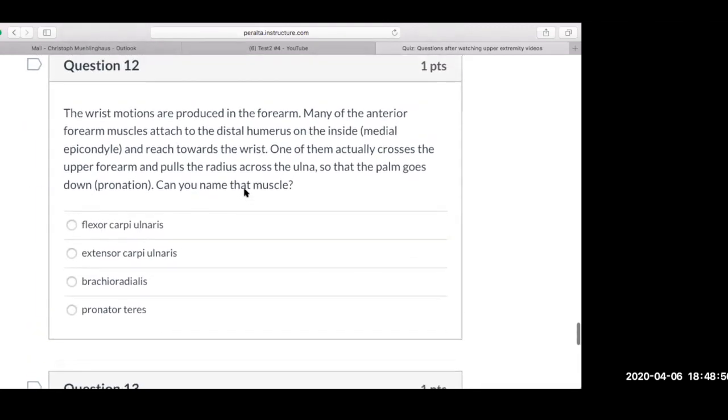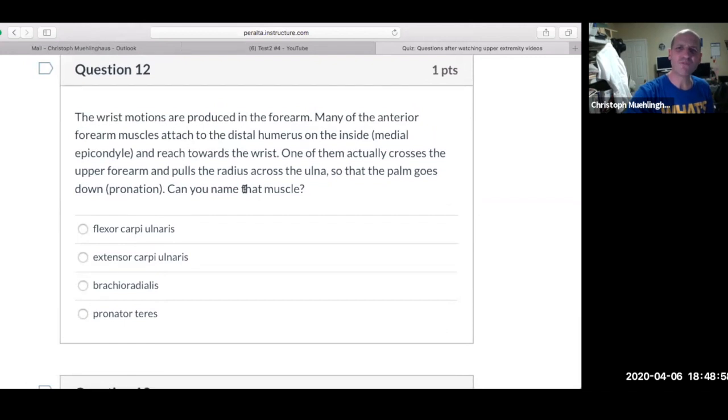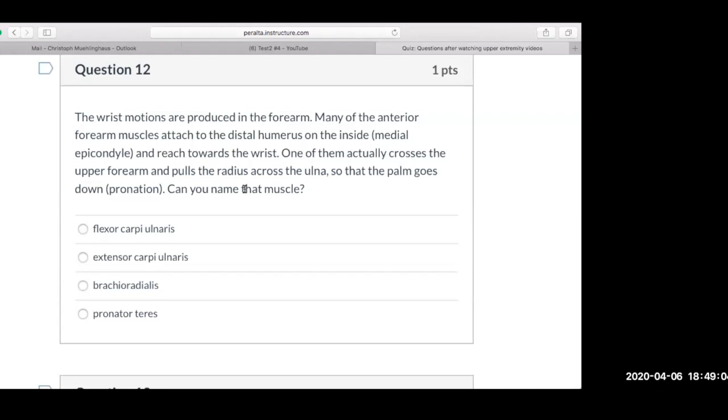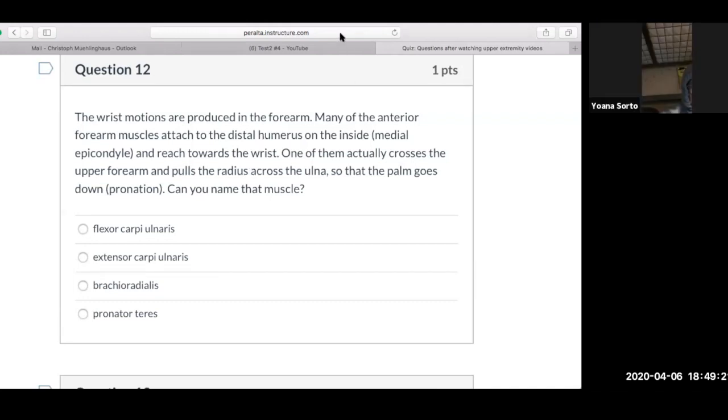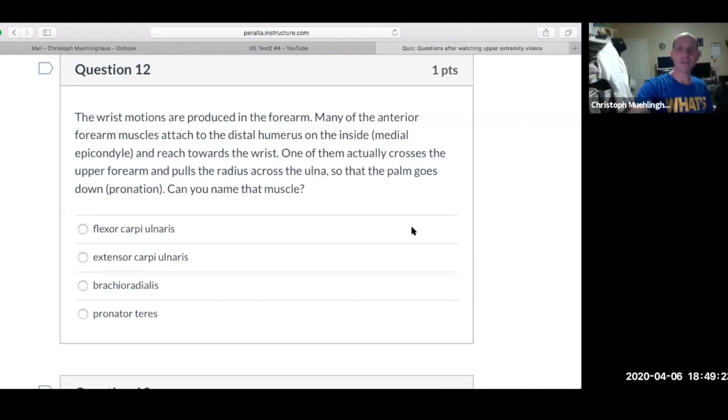And let's see, what else we got here? The wrist motions are produced in the forearm. Many of the anterior forearm muscles attach to the distal humerus on the inside, the medial epicondyle, that is, and then reach towards the wrist. One of them actually crosses the upper forearm and pulls the radius across the ulna so that the palm goes down, which is pronation. What's that muscle called? Pronator teres. That's the pronator teres. Good one.